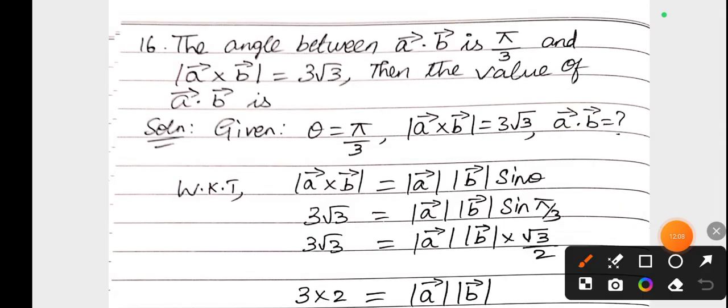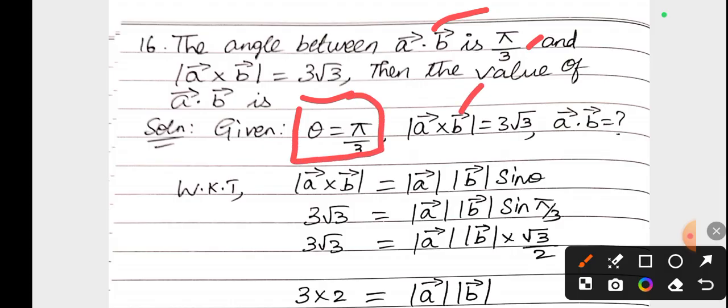Now go for the next one: the angle between A dot B is pi by 3 and the magnitude of A cross B is 3 root 3. What is the value of A vector dot B vector? Children, the angle between is pi by 3, so theta equals pi by 3. Magnitude of A cross B is 3 root 3, and A dot B is what they asked. I can find the magnitude of A and magnitude of B using the definition of cross product.